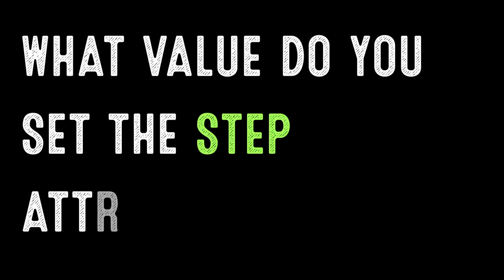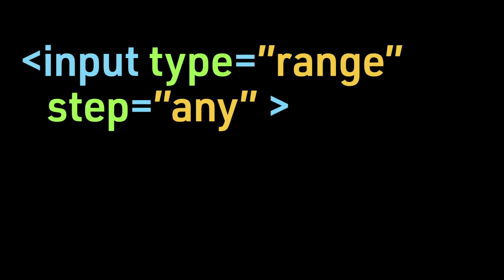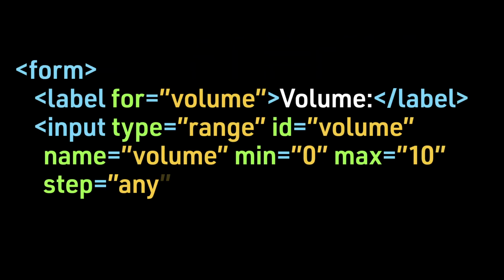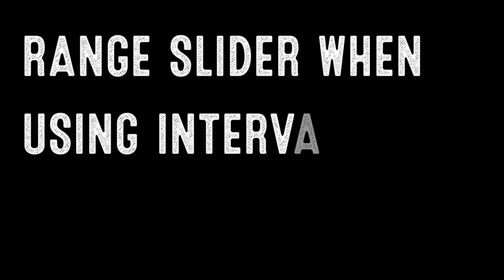What value do you set the step attribute to accept all values along a slider? Input type range, step equals any. Here is an example. The code here is the same except for the change of the value of the step attribute to any. How do you add hash marks to the steps of your range slider when using intervals?